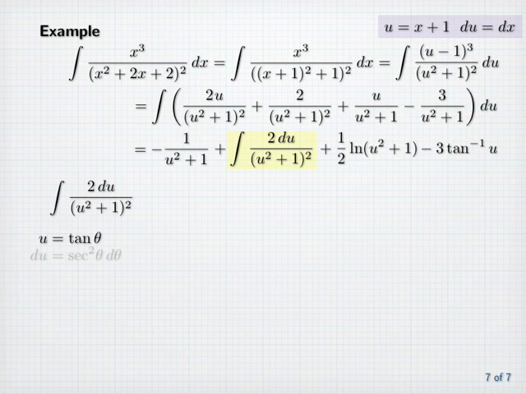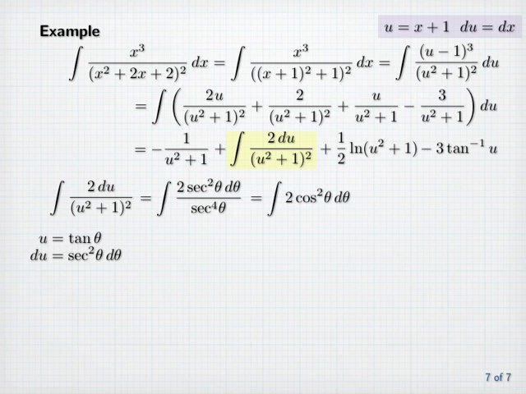We'll let u equal tangent theta, which makes du equal secant squared theta d theta. Now the denominator in the integrand is going to be the square of tangent squared plus 1. That's the square of secant squared, so that's secant to the fourth, and our numerator is going to be 2 secant squared theta d theta. So this simplifies to give us 2 divided by secant squared, and 2 divided by secant squared is just 2 times cosine squared. Now let's recall that cosine squared is 1/2 of 1 plus cosine 2 theta.